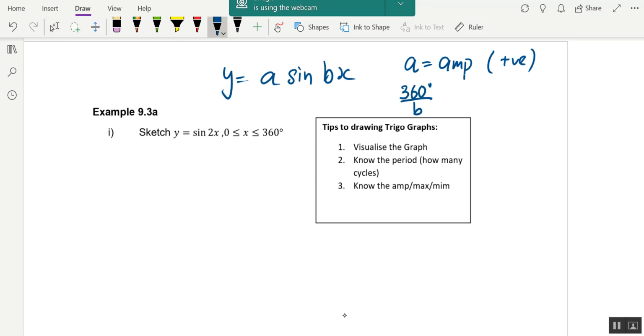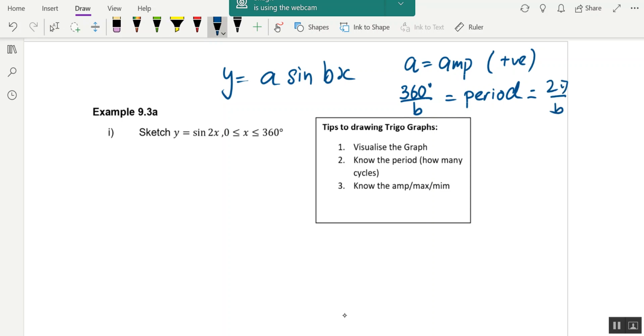360 divided by b will be equal to your period. 360 divided by b will be equal to your period. Another way for 360 is 2 pi, which means that it's the same as 2 pi over b, equals your period.